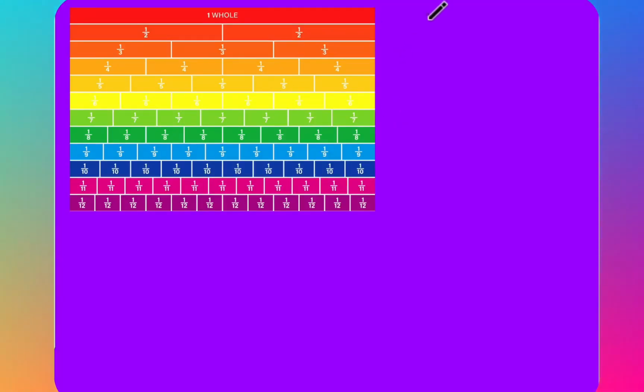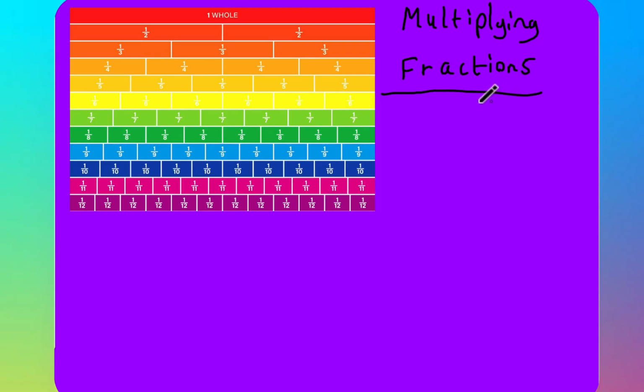Hello and welcome. Today we're going to be multiplying using fractions. Now when it comes to multiplying fractions, we are basically finding out what fraction of a number we have, or what is the fraction of this number.